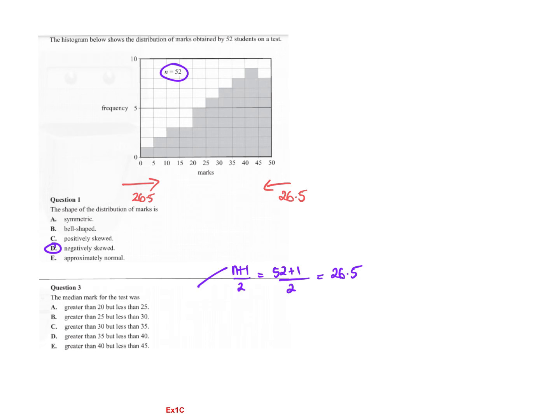So what are we saying this one is? 8. And what do I want to get to? 26. So 8 plus 9, that's 17, plus another 8, which is 25. Is that right? Plus another 7. Oh, yeah. So we're definitely getting into this one, aren't we? Because I only had to get to 26.5. So what are we going to say? Greater than 30 and less than 35. C.